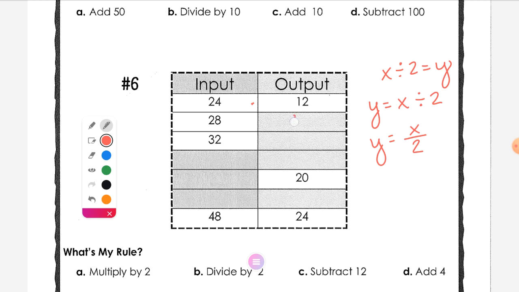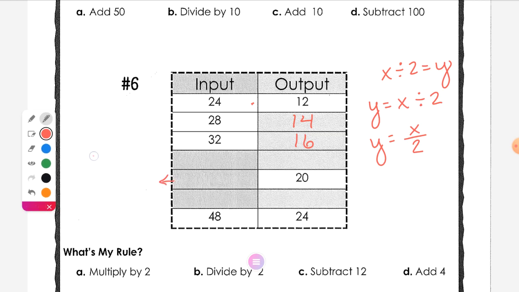28 divided by 2 is 14. 32 divided by 2 is 16. That one's blank. This is saying what number divided by 2 equals 20? Jack? 40. That's blank, and then that one works. So this one, if we're following the pattern, 24, 28, 32, 36, that would be 18, 44, 22.